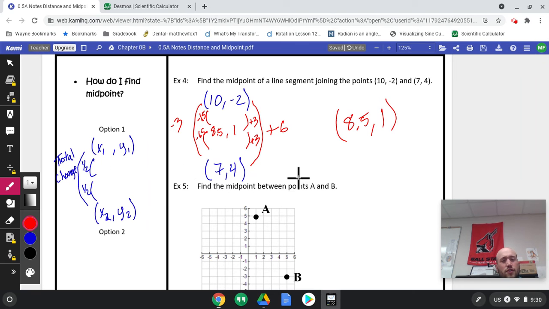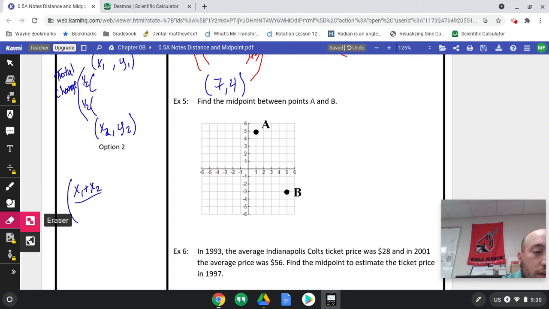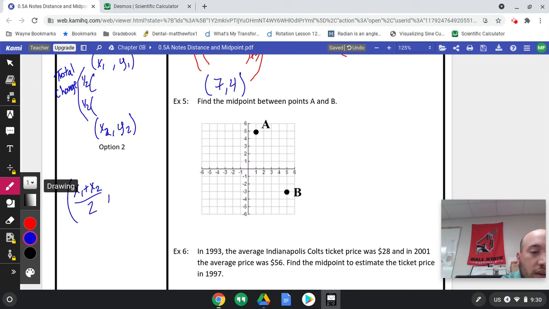Now, if that was kind of confusing to you, you can also use the formula. So in order to do this, our midpoint formula is just x1 plus x2 divided by 2, and then y1 plus y2 divided by 2. Okay, those are our two options.